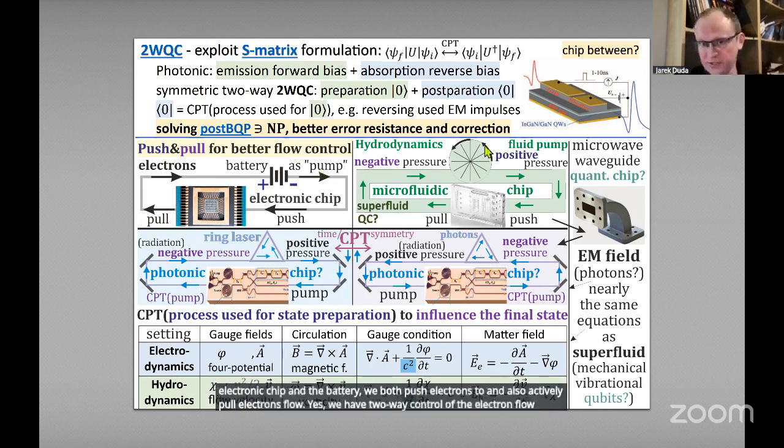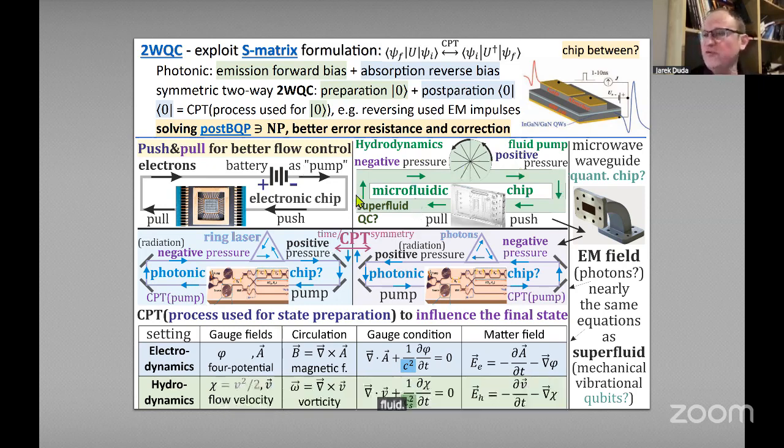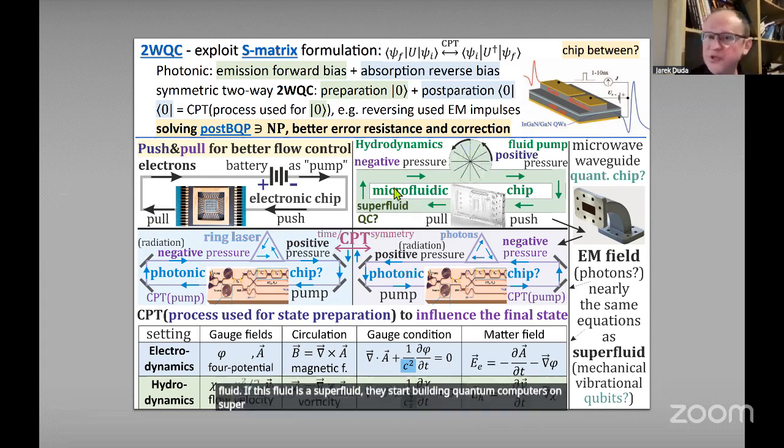Also for hydrodynamics, we push and pull fluid. If this fluid is a superfluid, they start building quantum computers on superfluid. So building something like this, connecting some superfluid quantum computer to a pump, you'll get a two-way quantum computer with two-way control. Much better error correction, able to solve NP problems.